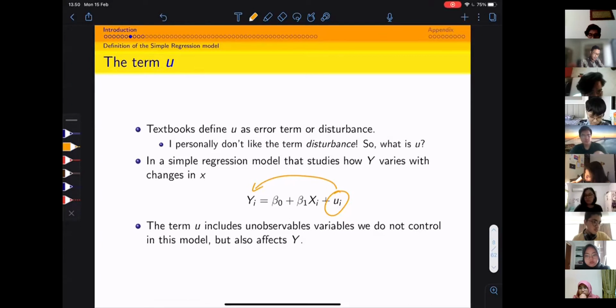But again, the idea is that the term U is something that we do not observe and we do not control in this model. What do we mean by we do not control in this model? We don't put it as one of the independent variables in the model. Another key feature of these unobservable variables is that they also affect the dependent variable of interest.